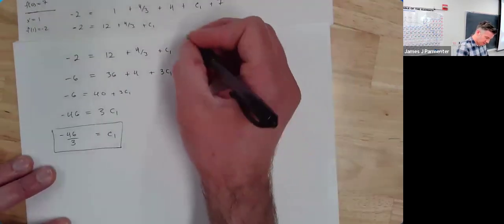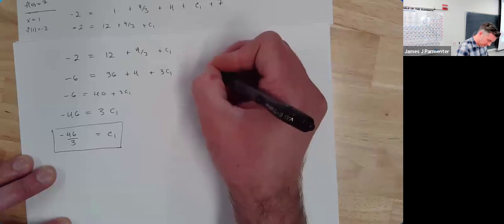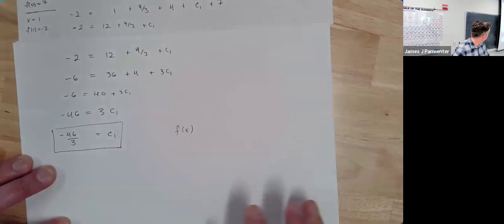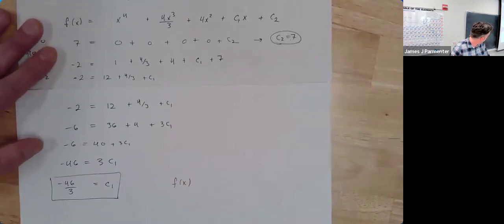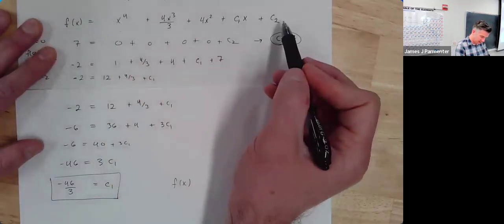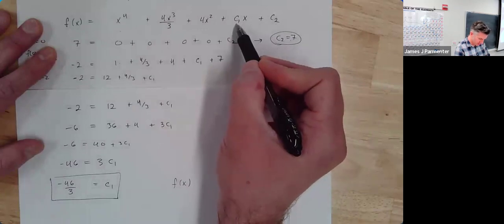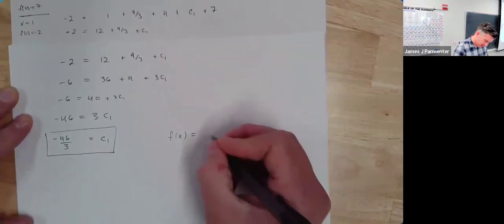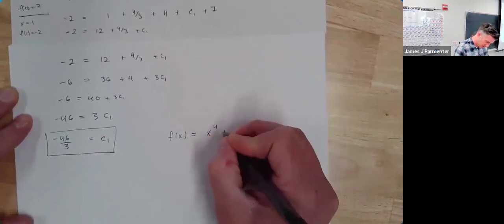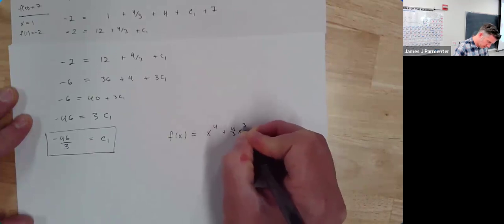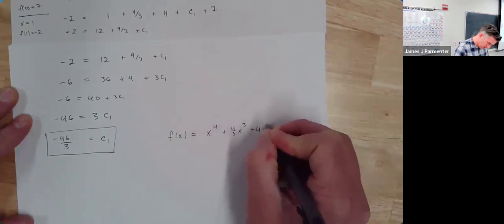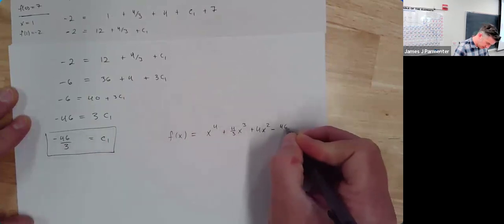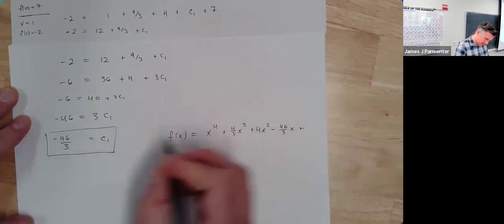And then finally, we actually go back and write our function. So our function f of x, looking back up here for a second, it's going to be all this, but we're going to plug in -46 over 3 for C1 and +7 for C2. So we're going to get x to the 4th plus 4/3 x cubed plus 4x squared minus 46 over 3 times x plus 7.